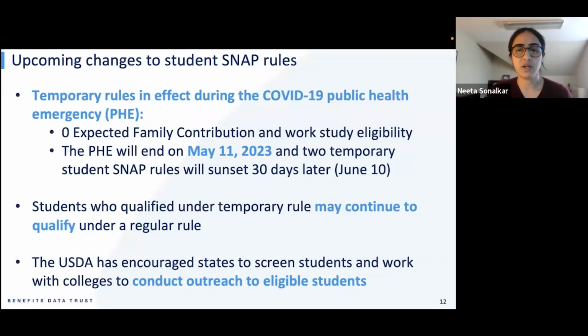But the only way they're going to know that is if somebody tells them, and this is where targeted outreach based on data comes in. It's worth mentioning that the USDA, which funds the SNAP program, has actually encouraged states to screen students before they roll off, just in case they qualify under the regular rules, and also to work with colleges to conduct outreach to eligible students.